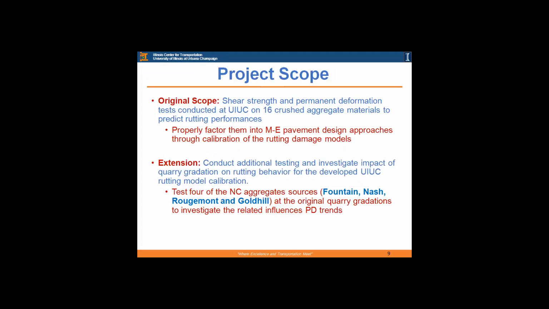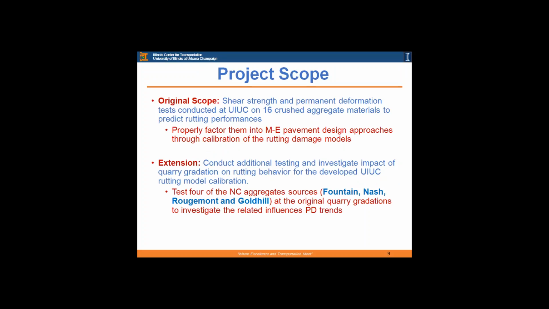So the project scope that I will discuss today is part of a North Carolina Department of Transportation project, which started with testing 16 crushed aggregate materials from different quarries in the state of North Carolina. And these 16 materials were tested at one engineered gradation here at UIUC for their shear strength properties and their permanent deformation properties. That was the original scope of the project.